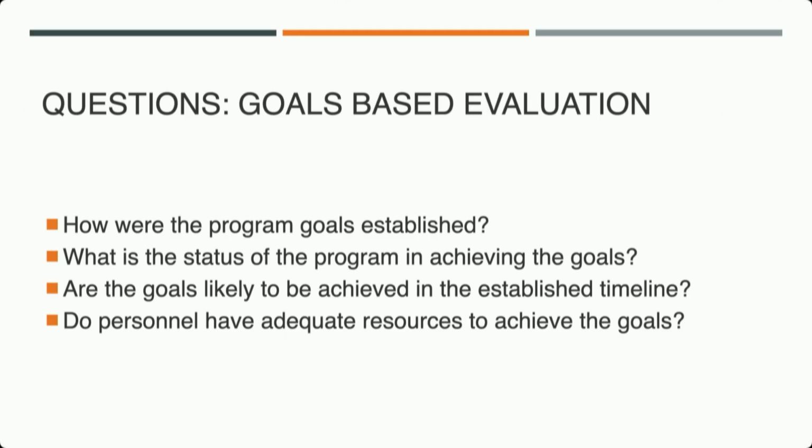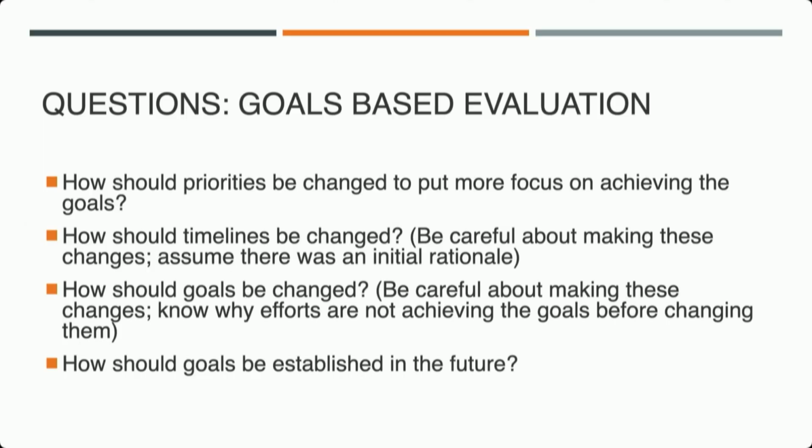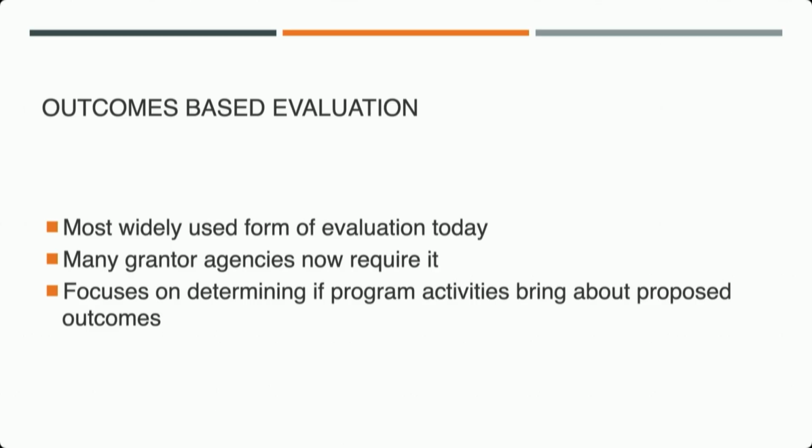How were the program goals established? That's one, in case you have to do a goals-based evaluation. What is the status of the program in achieving the goals? Are the goals likely to be achieved in the established timeline? And do the organization's personnel have adequate resources to achieve the goals? If you're doing a goals-based evaluation, if the grantor you applied to said, this is what we expect, then this is how it's done. These are the questions that are actually going to be asked. Here are some more details that you can use for that. Should we change the timeline? Should we put more focus on achieving the goals? Should the goals be changed for the future?